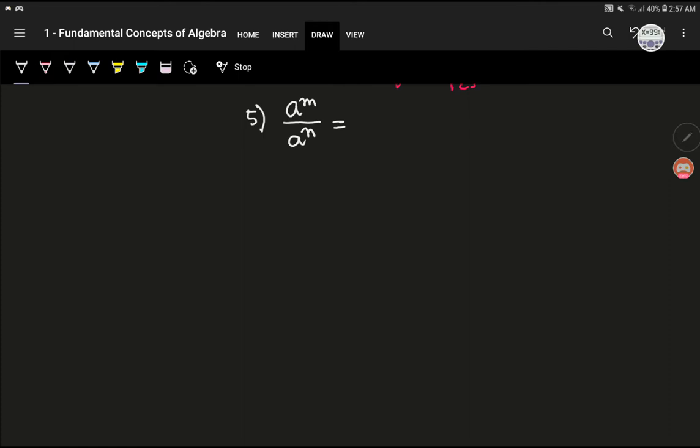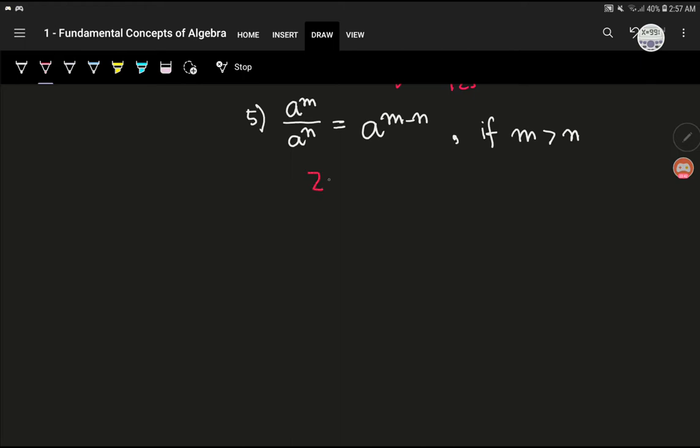The first simplified form we can write is a to the power of m minus n. So now we have the power m minus n. We can write this form if m is greater than n. Only if m is greater than n can we use this form, a to the power of m minus n.